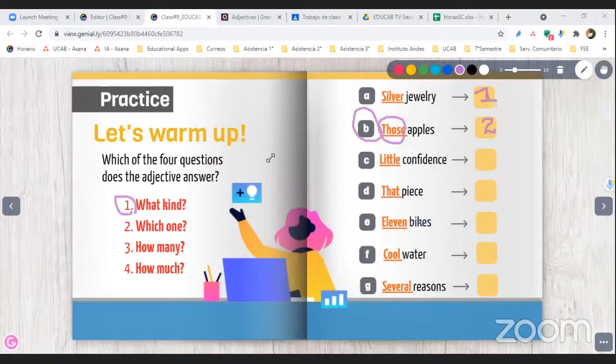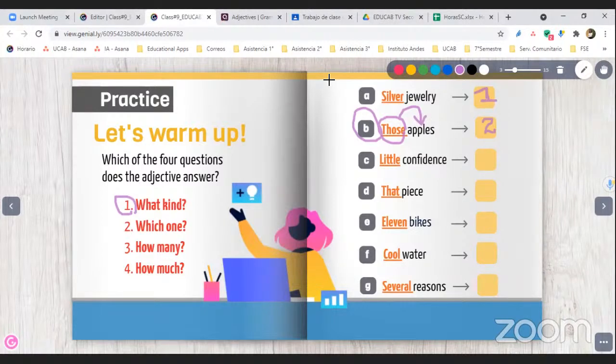Teacher Veronica is trying to remind you about the demonstrative pronouns. We saw that those was a demonstrative pronoun, but it was used as a pronoun when we wanted to substitute the noun. But in this case, we have the noun here. So right here, those is used as an adjective, not as a pronoun. Good job. Let's see the next one.